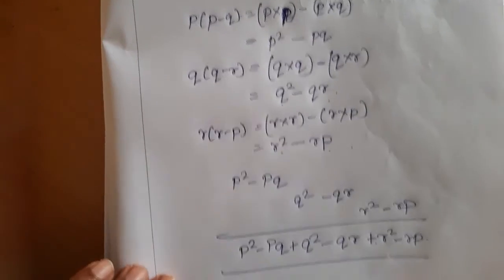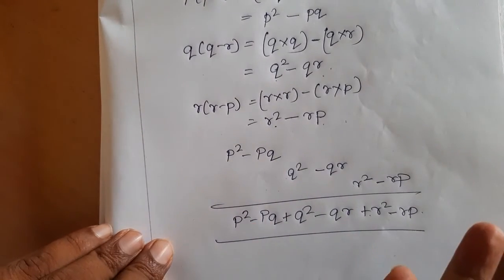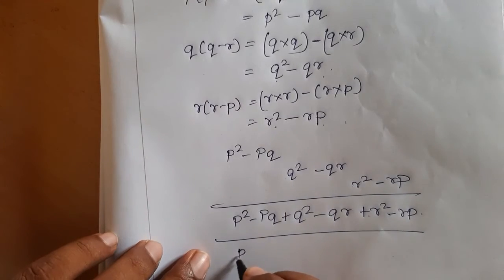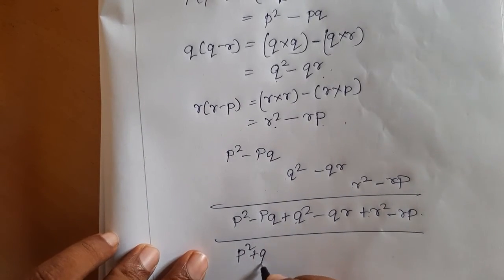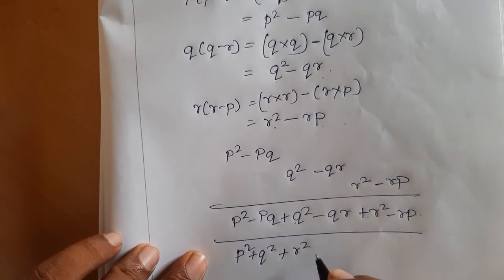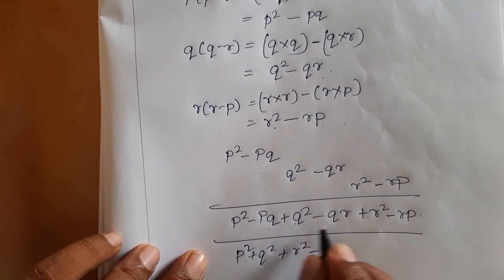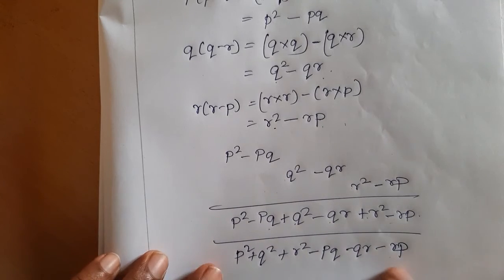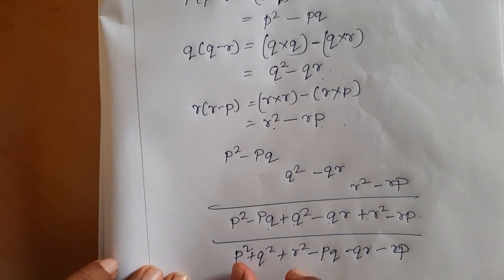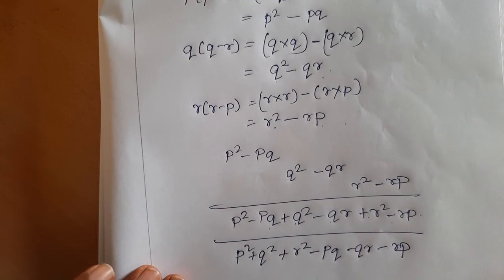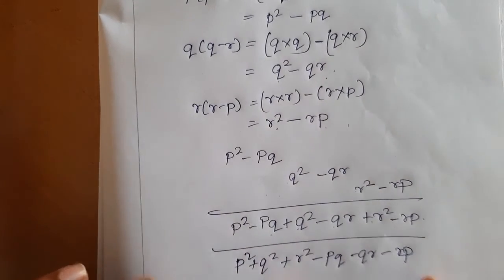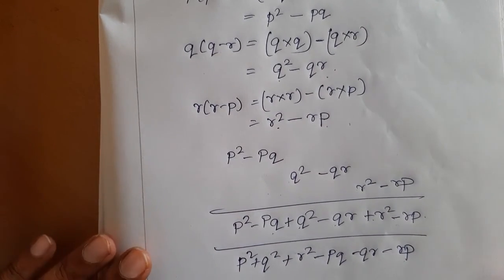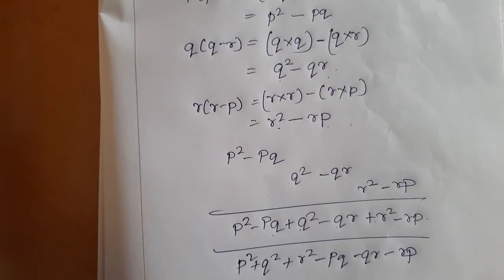Then you can rewrite and write the square terms in the beginning and the others at the end, like p square plus q square plus r square, minus pq, minus qr, and minus rp. It will give us a good look, like the higher power in the first and the power 1 in the last. So square terms in the first and those without square in the last. It gives a good look. We can do this also, right? Thank you.